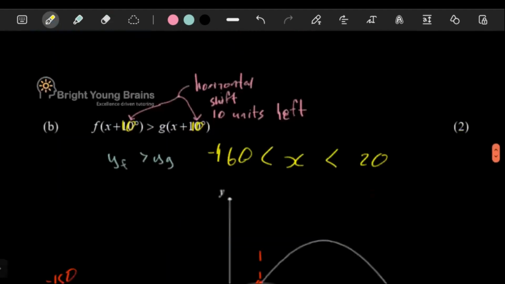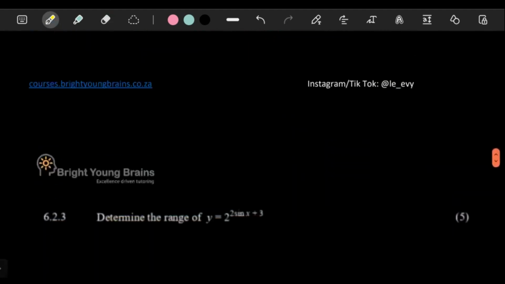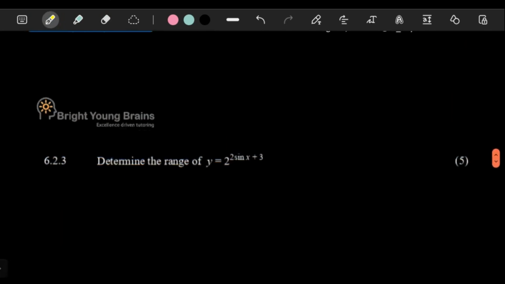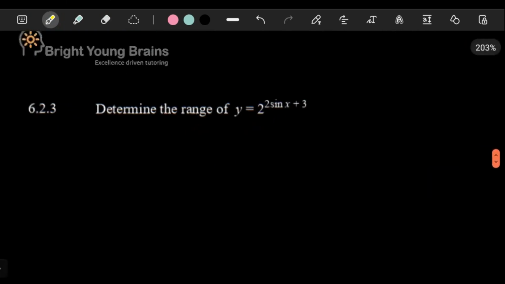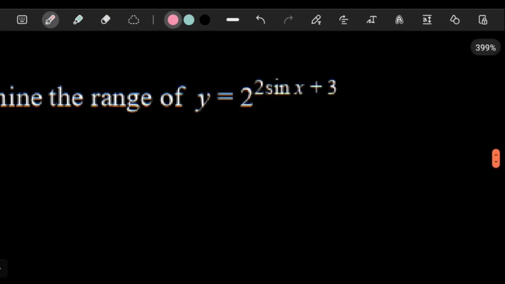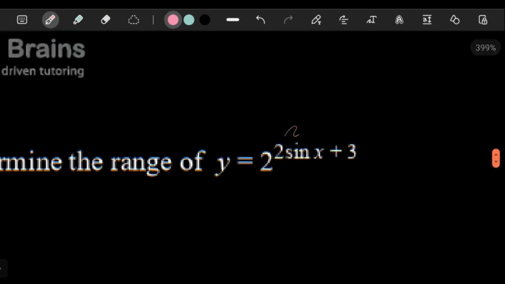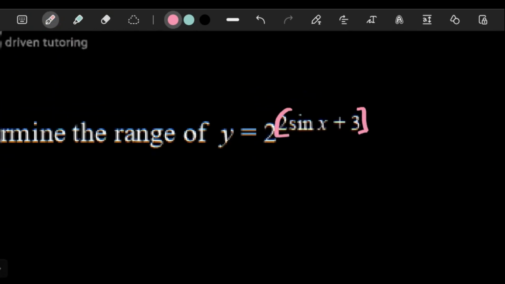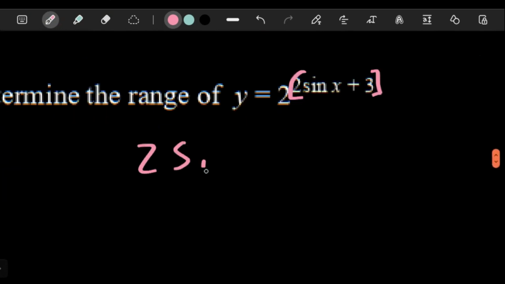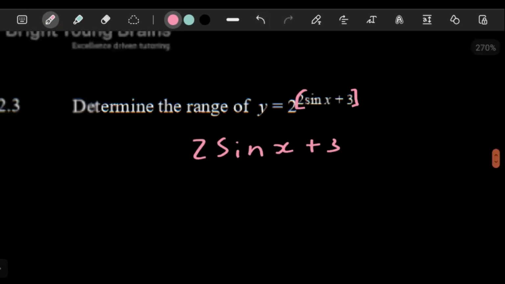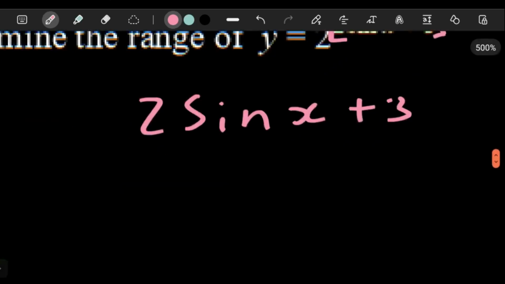And then the next question says determine the range. Now determining the range of this question is all based on how high this can go. So you're going to focus on 2 sine x plus 13, right?